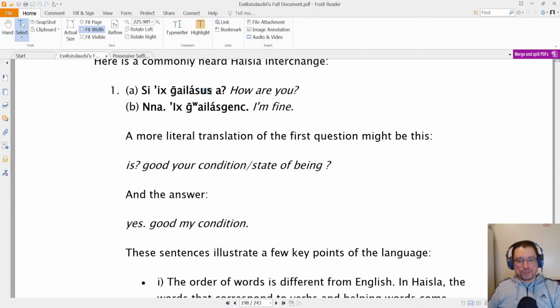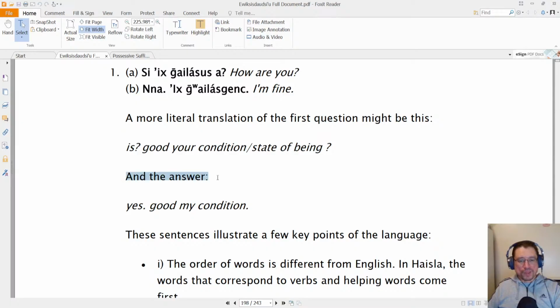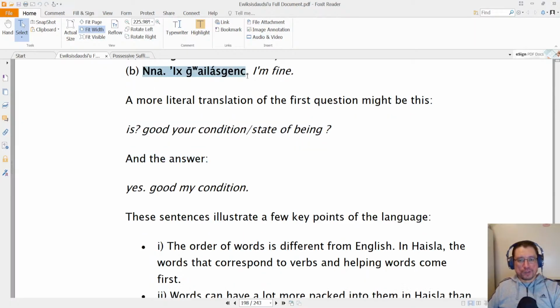And then this us means you. So gwelas means condition, state of being. This us means you. So it's this here, you or your. And then the ah or ha is yes or no. So if you translate this in the most literal sense, in Heisla word order, it would read more like this: is good your condition, state of being, yes or no? And then the answer, which we see up here, na eich gwalaskens, means yes, good my condition, or yes, I'm good.